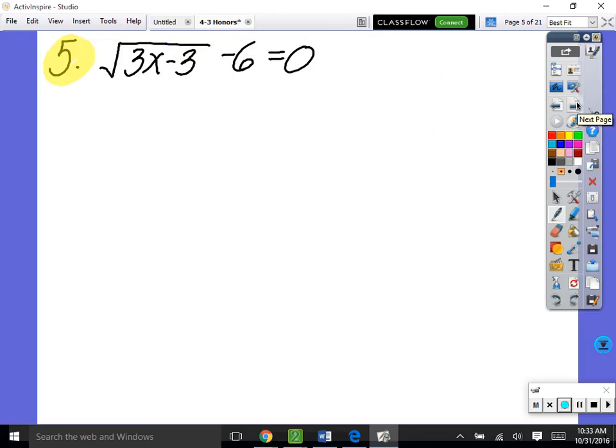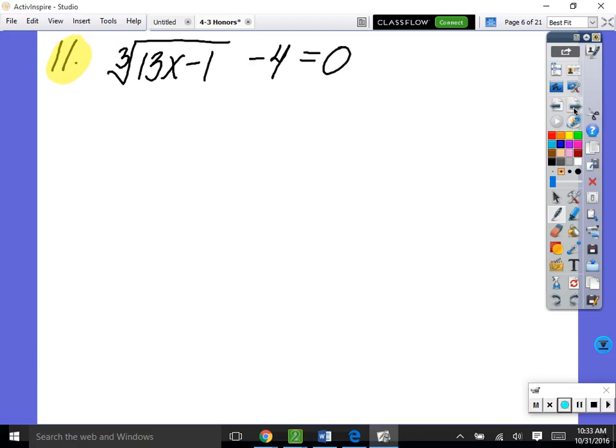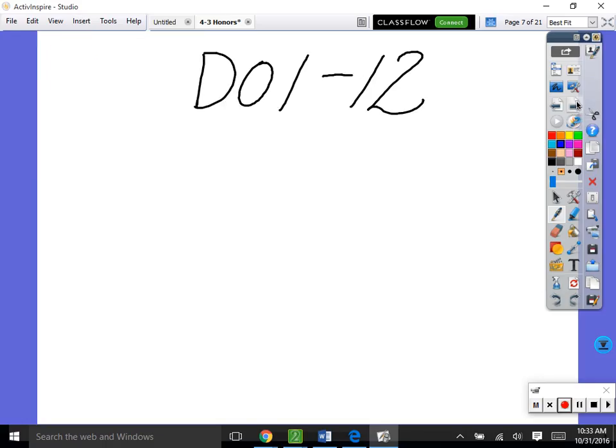So on 5, let's not go through it, I'll let you just practice it, but what would you do first? Add 6, then you'd square both sides, right? Pretty simple. What about this one? What would we do? Add 4, cube both sides, okay? And then go ahead and do 1 through 12. Ready, set, go.